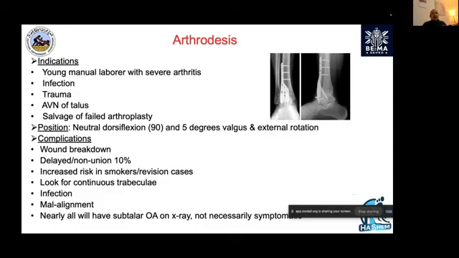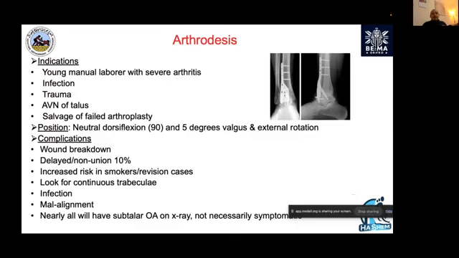AVN of the talus, because we all agree that there is no way to put a talar component over an AVN talus, because with a necrotic talus, the chance for the talar component to collapse and subside is very high. So no one will replace an AVN. As a salvage, for a failed arthroplasty, arthrodesis remains an option at any time. So if you do an arthroplasty, revise it for infection or something, and you have to go for another revision, you can salvage this with an arthrodesis.